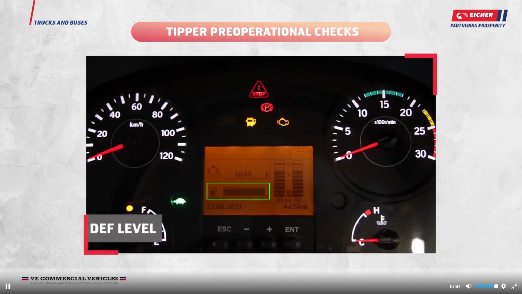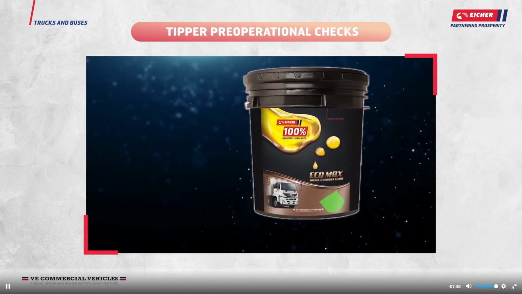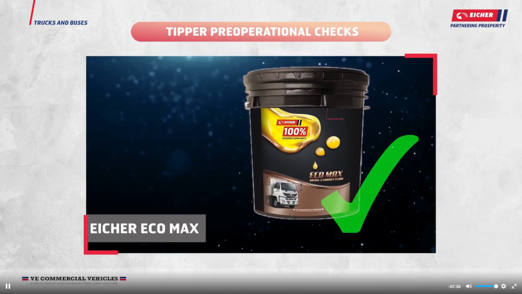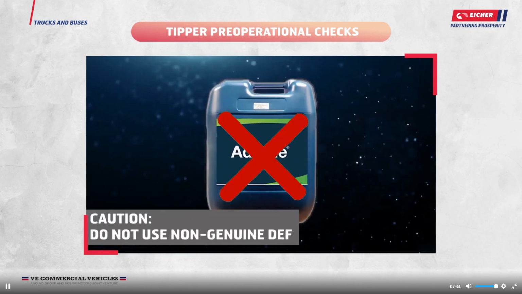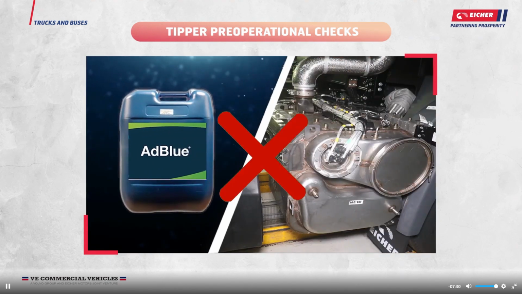Check diesel exhaust fluid level band. If the level is low, add blue warning lamp will illuminate in instrument cluster. In such case, top up with EICHER EcoMax diesel exhaust fluid. Caution: usage of non-genuine DEF leads to exhaust after treatment system failure.